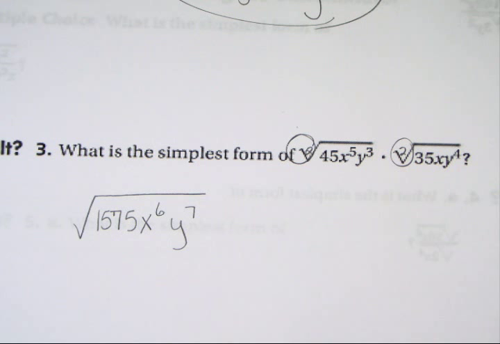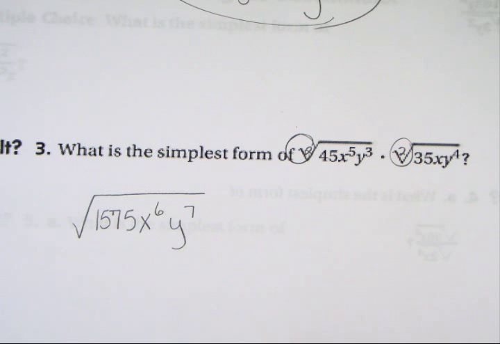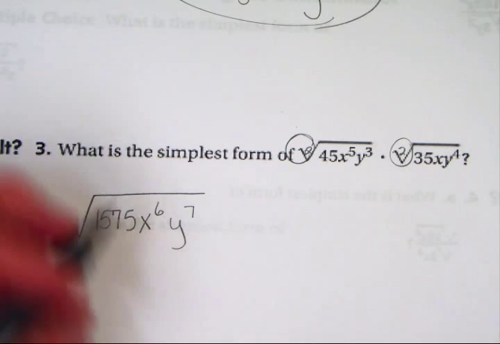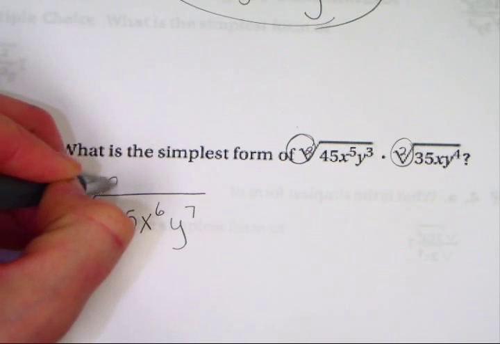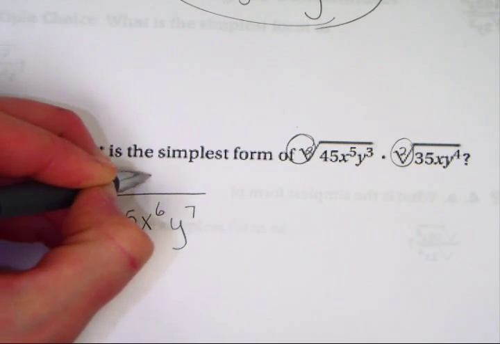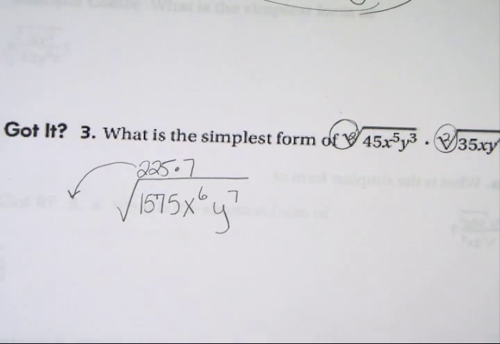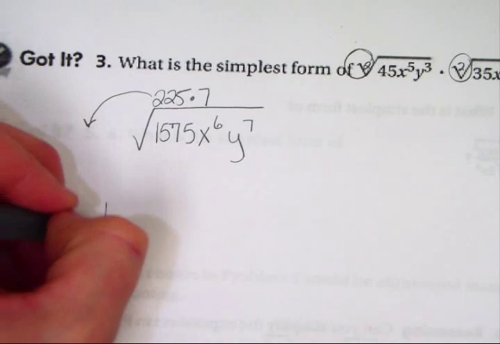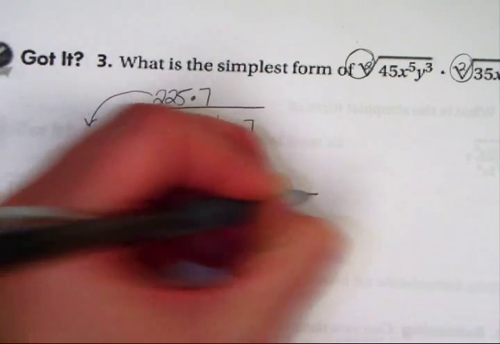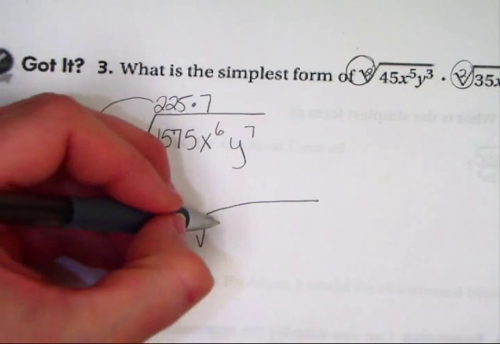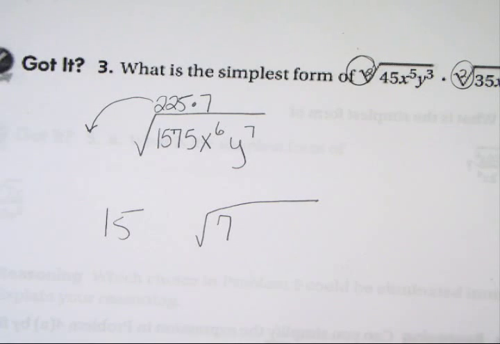If you go back to your old list, you would start pretty high and just start dividing until you can figure one out. You need to be able to figure this out on your own. You should end up with 225 times 7. So you pull out the square root of 225, which is 15. What's left inside? The 7.